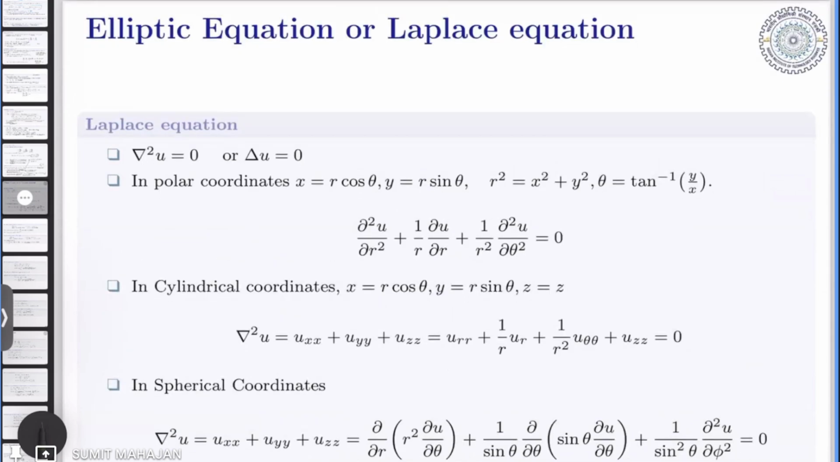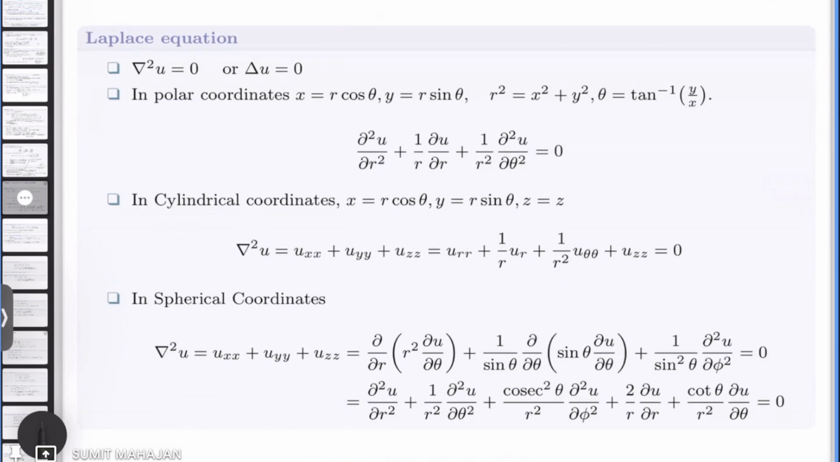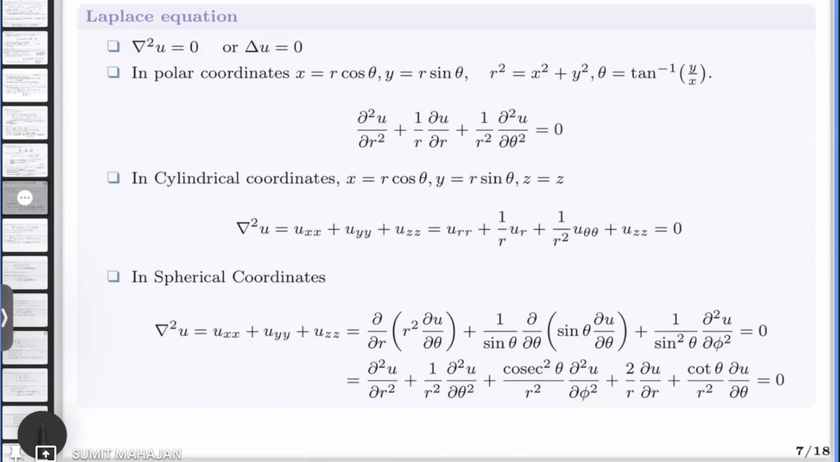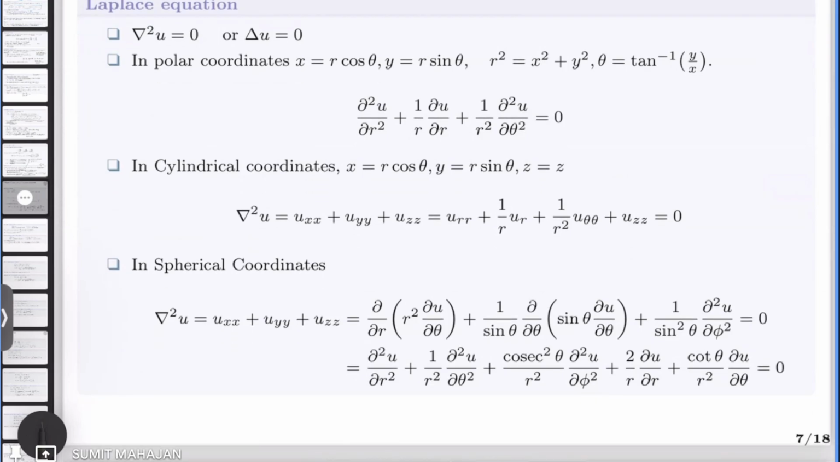One of the primary examples of an elliptic equation is the Laplace equation, given by nabla square u equals 0, or del square u equals 0. So this is the elliptic equation, and we can write different versions of this in the polar coordinate system. If we take x equals r cos theta, y equals r sin theta, such that r square is equal to x square plus y square and theta is equal to tan inverse y by x, this is the equation corresponding to polar coordinates.